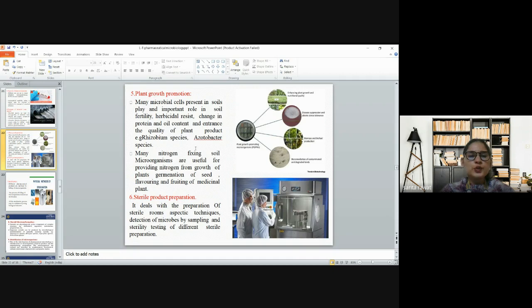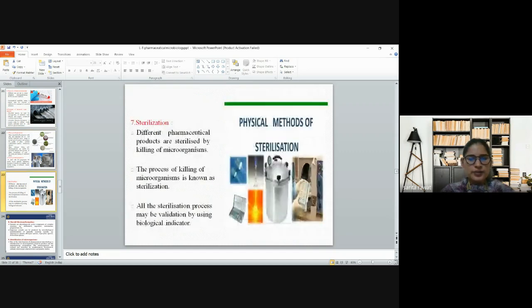Then another use is sterile product preparation. It deals with the preparation of sterile rooms, aseptic techniques, detection of microbes by sampling, and sterility testing of different sterile preparations. So, what is sterilization? The next use is sterilization physical methods. As you can see in this picture, these are the physical methods of sterilization.